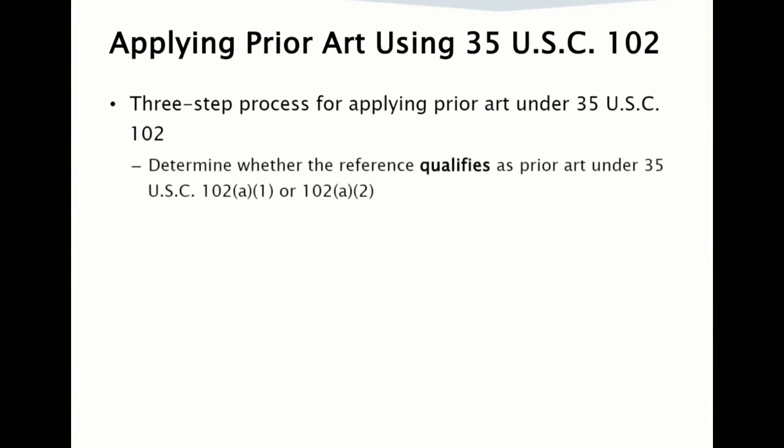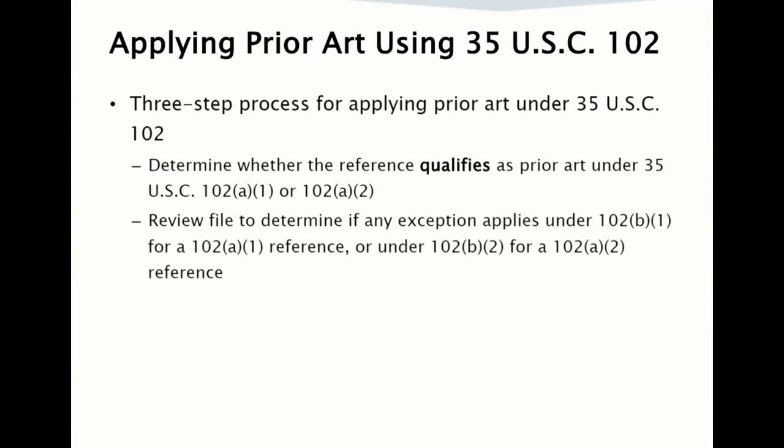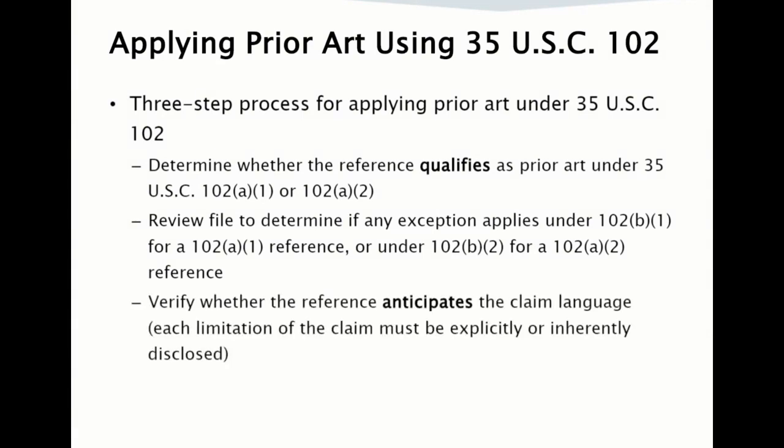First, determine whether the reference qualifies as prior art under 35 U.S.C. 102A1 or A2. Second, review the application file to determine if any exception under 35 U.S.C. 102B1 or B2 applies. Finally, if the reference qualifies and no exception applies, verify whether the reference anticipates the claim language, which means each claim limitation is either explicitly or inherently disclosed.